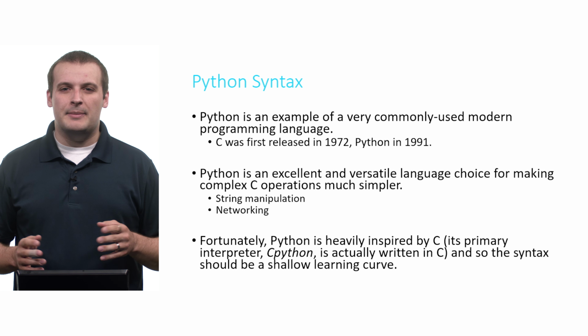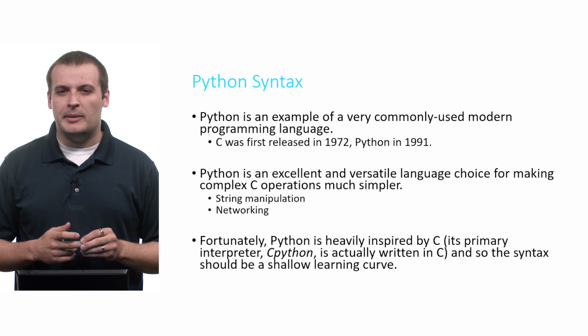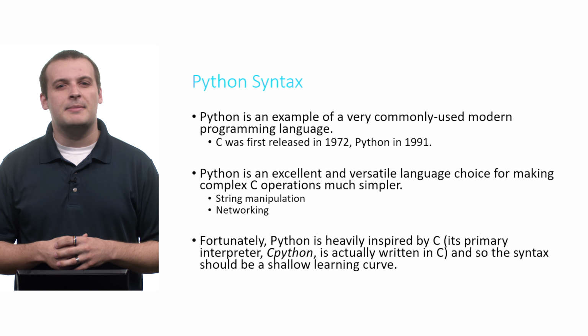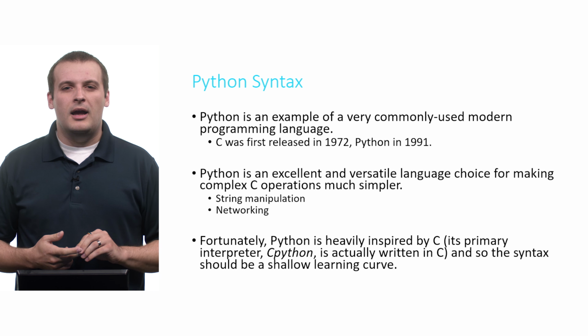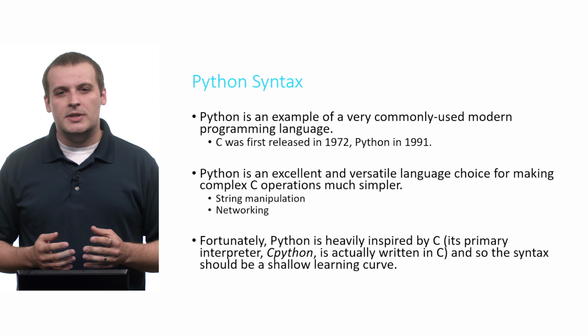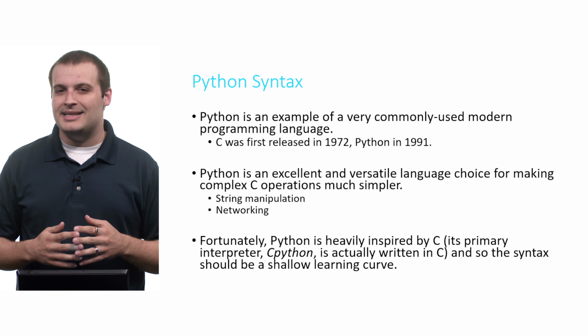Now, Python is an example of a pretty commonly used modern programming language. It's probably in the top 5 or 6 at the time this video is being recorded. It's been around, though, for a while. It's been around for over 25 years. And it's really a great language choice for making some complex operations in C a lot easier.